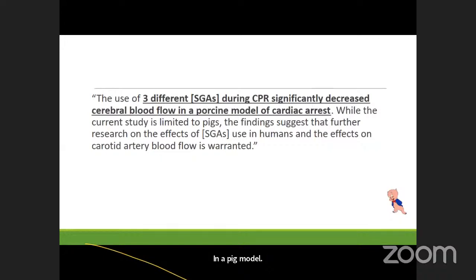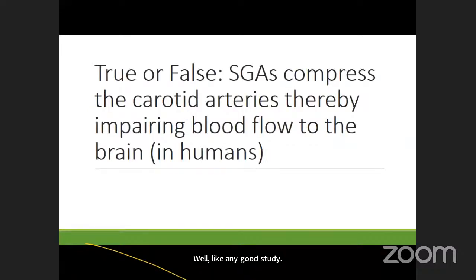Well, like any good study, in any good animal study, you try your best to replicate it in humans. Does anyone change the answer knowing that pig studies showed decreased cerebral perfusion? So we'll say again, true or false, and I want to see if anyone changes the answer. Who thinks the answer is true?